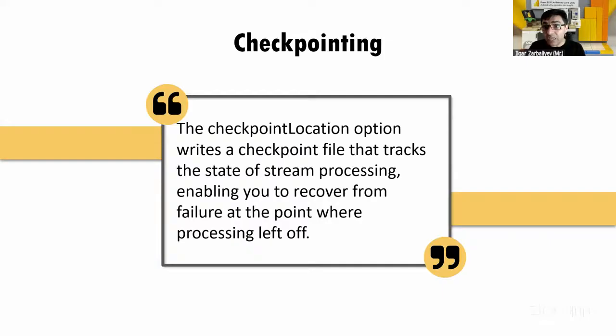Why does that matter? Because streams fail, nodes restart, sessions time out, jobs get cancelled. Without a checkpoint, restarting a stream means either reprocessing everything from the beginning or silently losing data. With a checkpoint, the file enables you to recover from failure at exactly the point where stream processing left off. So treat the checkpoint location as a required part of any streaming write, not an optional extra, and give each stream its own dedicated checkpoint folder.